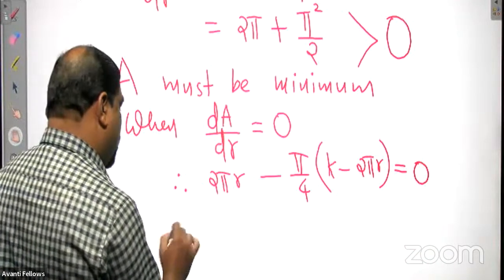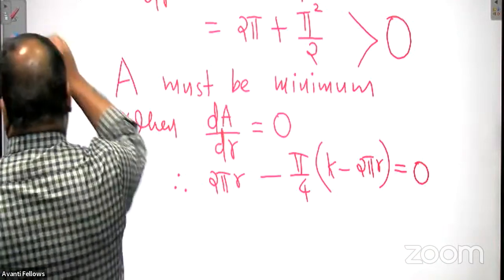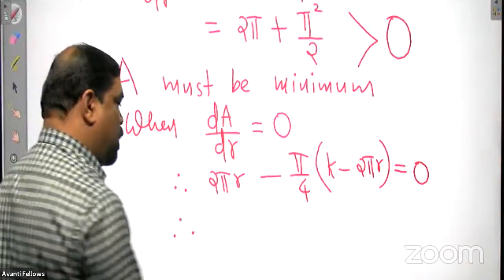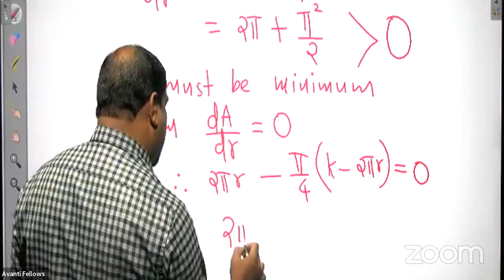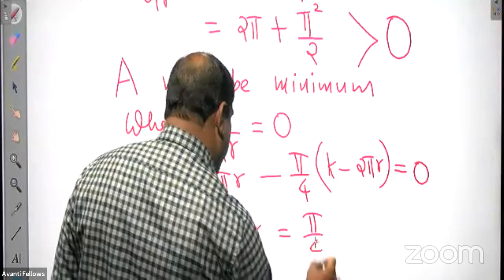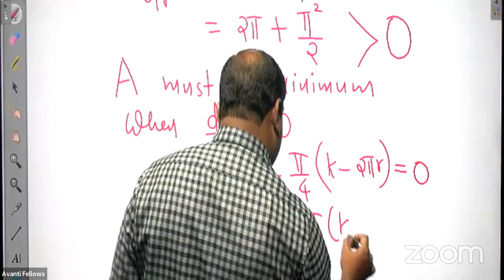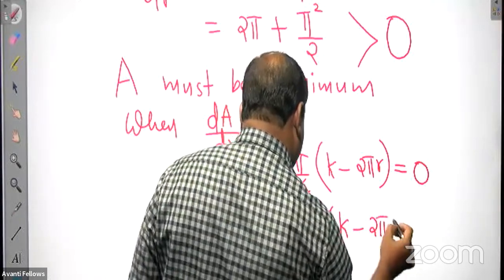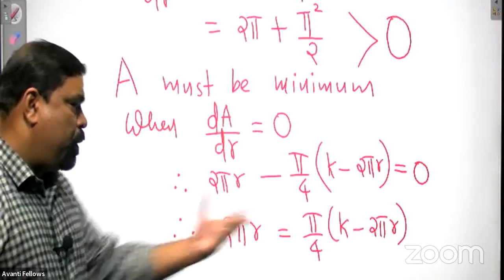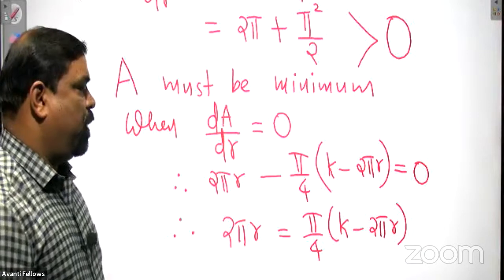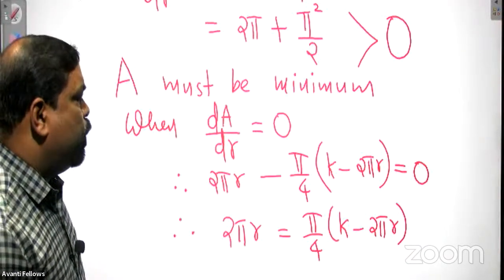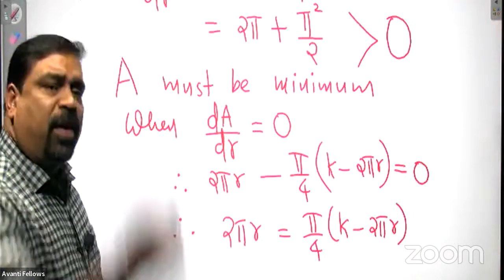So we have to obtain the value from here. Okay, what happens from here? So that is 2 pi r equal to pi by 4 into k minus 2 pi r, isn't it? Okay. Now you see the given condition.